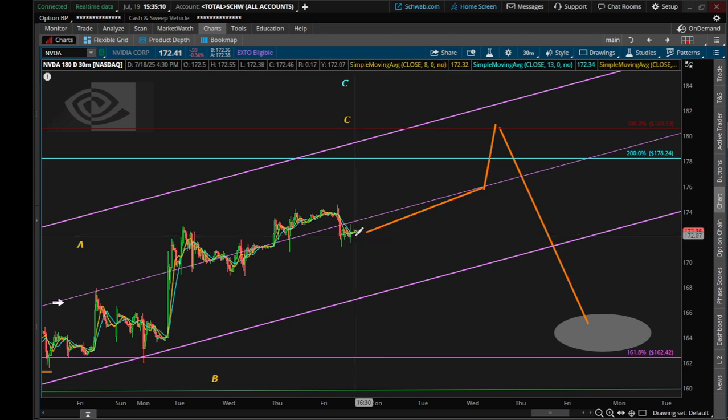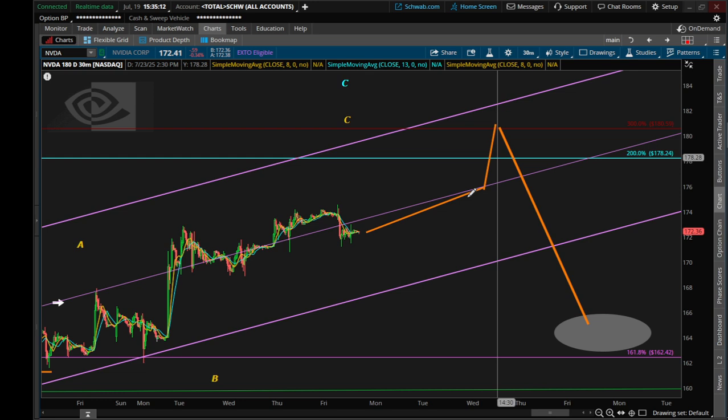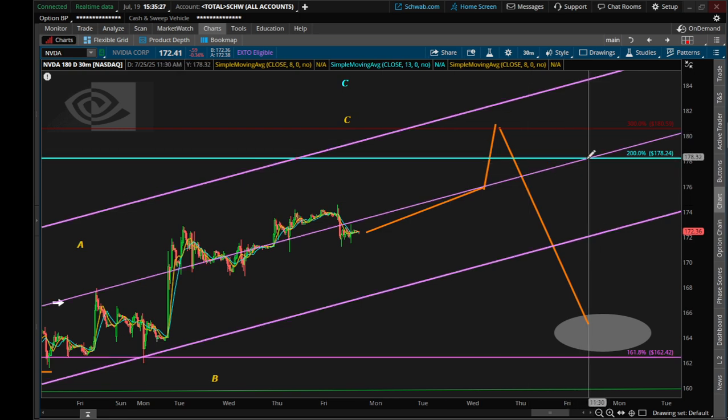This is the 30-minute time frame, and our intersection here is at Friday at noon. So I would say we would know at least by then if we're going to go higher or lower. Again, it might happen before that, but I'd say at least by Friday we're going to break out of something.